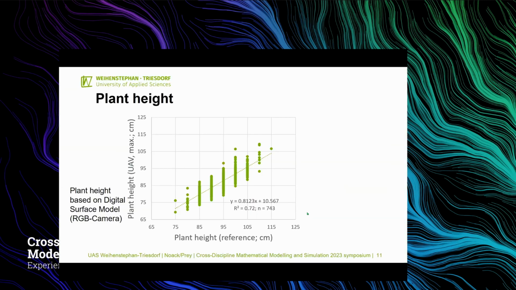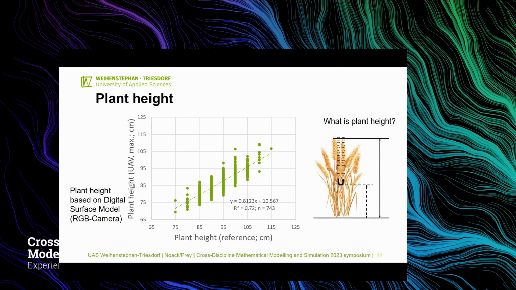Results. If we look at plant height, how high are plants? That's a pretty important trait, and we saw that we can very well establish a method for measuring plant height from drone images rather than walking around in the field. And as you can see on the right-hand side, saying how high a plant is is a very difficult thing. So with these results, we've been very satisfied, and we're pretty sure that we can predict plant height from drone images.